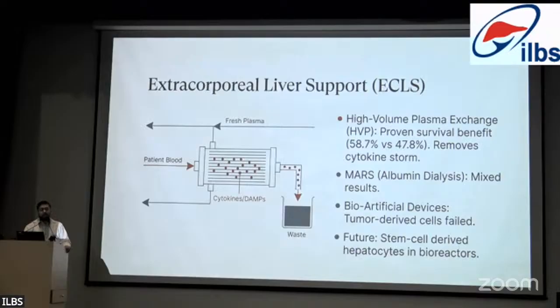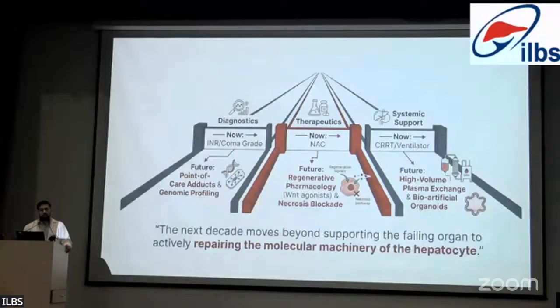And then last, extracorporeal liver support like MARS. There are mixed results. There is a large meta-analysis from France which showed no survival benefit with MARS, but there are still studies which have shown benefit with MARS. Stem cell-derived hepatocytes and bioartificial devices are yet to be analyzed, and results are yet to fully come.